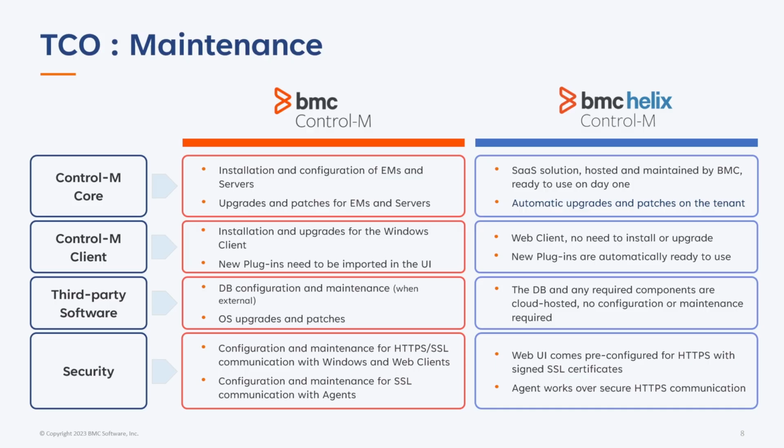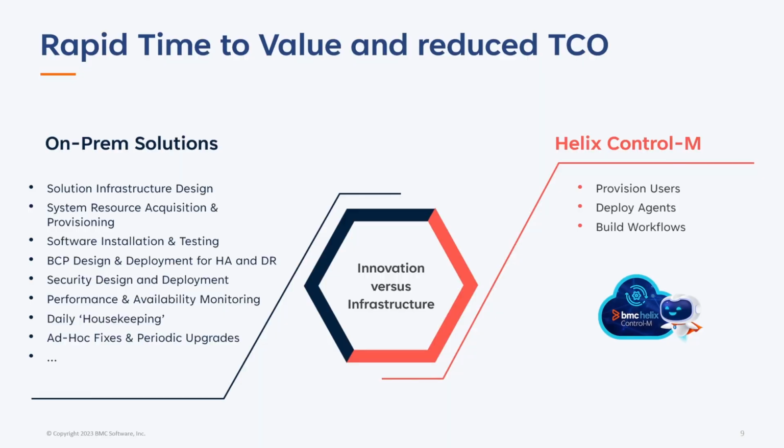From a security standpoint, HTTPS is pre-configured with signed certificates, and agent communication is securely over HTTPS by default. These are some of the main benefits customers see when moving from on-prem Control M to Helix Control M SaaS.